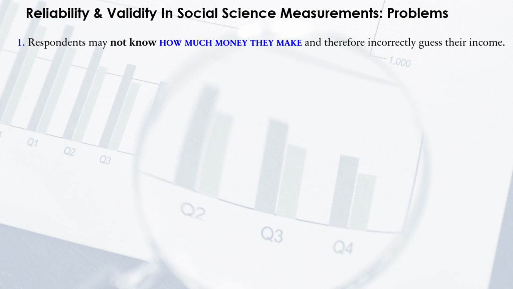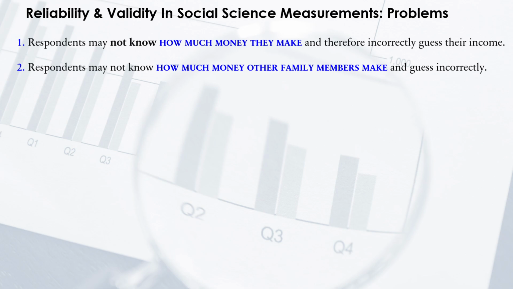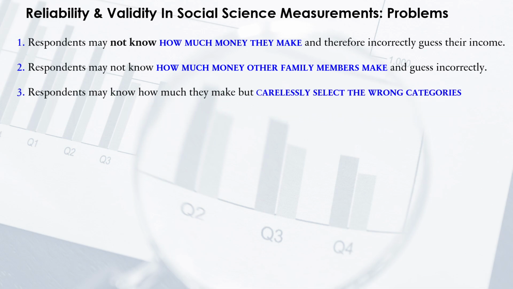Respondents may also not know how much money other family members make, or guess incorrectly. So think about a household survey, for example, the census. And this is a terrible thought, but if I live with a spouse and I don't really want them to know how much money I make, and we are being asked together, like if I have a side hustle, I might not tell the truth. So again, we don't always know how much money people make.